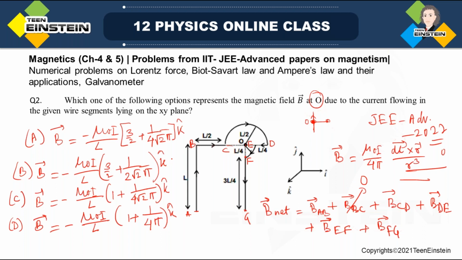Okay. Let us see another segment. This one, look, this FG segment is also passing through this O only. Look, this FG. So magnetic field due to FG, sorry, this is not FG.